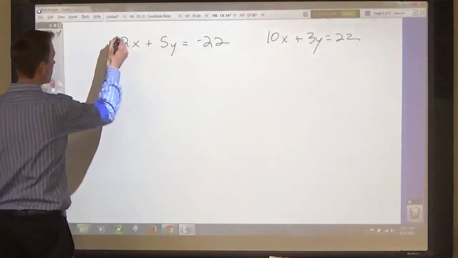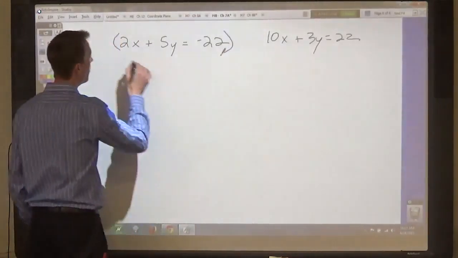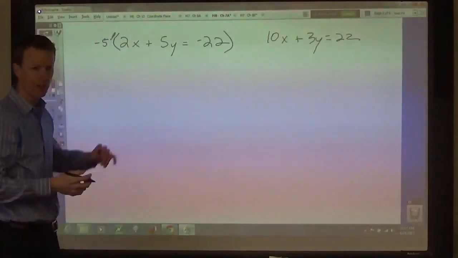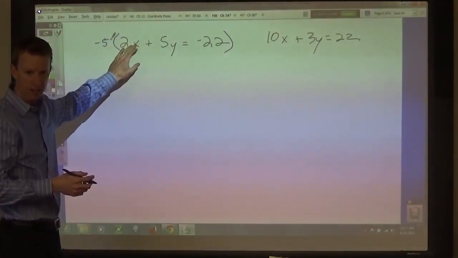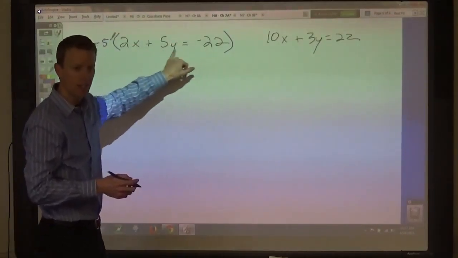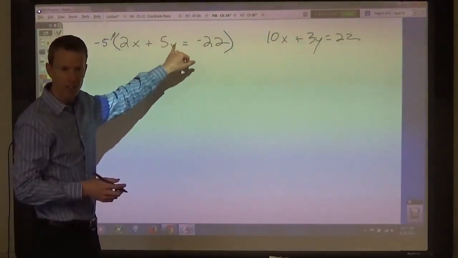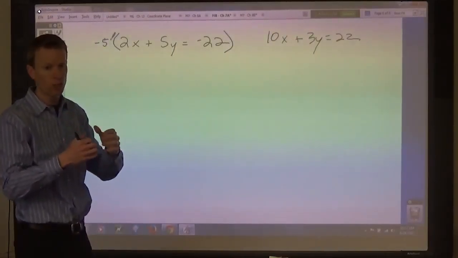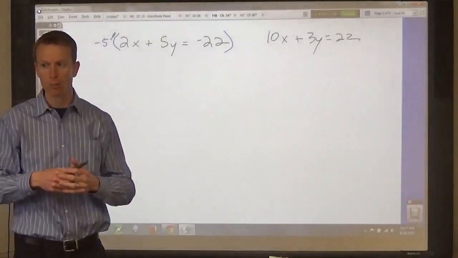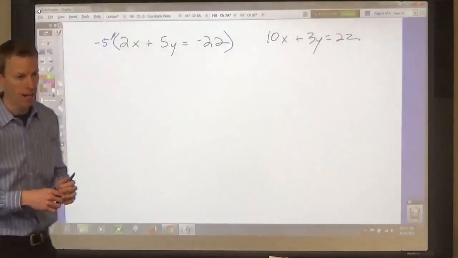So we have to multiply this whole thing by negative 5, right? Why the whole thing? Why can't we just multiply the 2x? Because you have to do it to all the sides. Right, in order to keep this equation balanced and use the same equation, we're just using a different multiple of the equation. We have to multiply everything by that factor of negative 5.